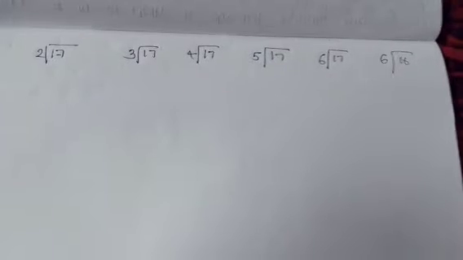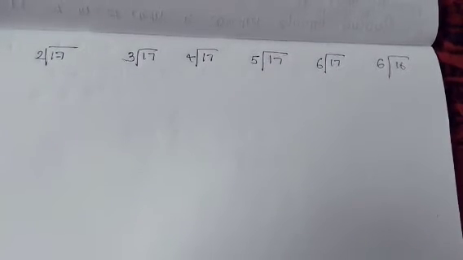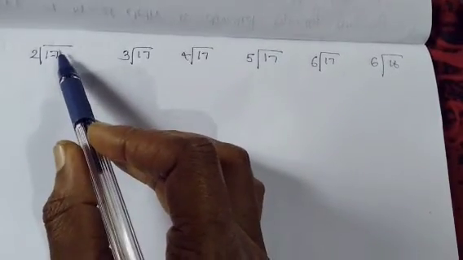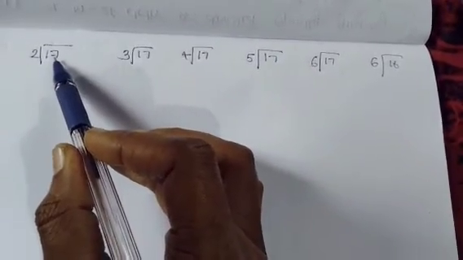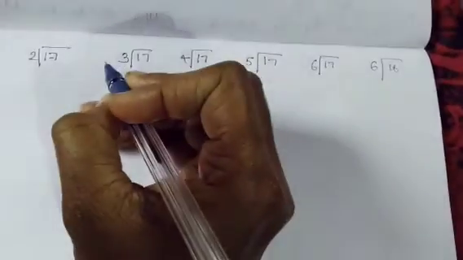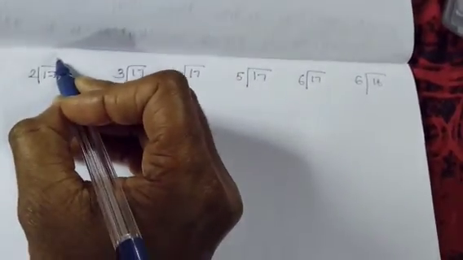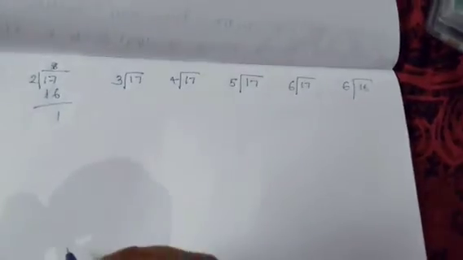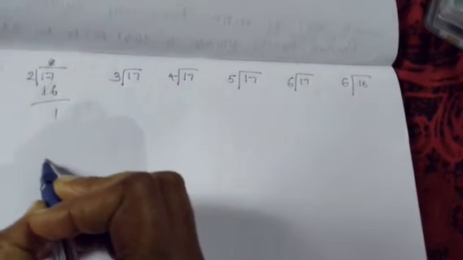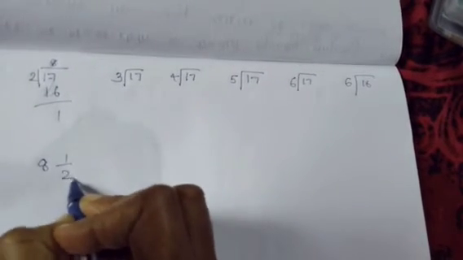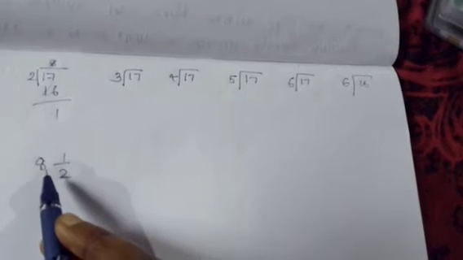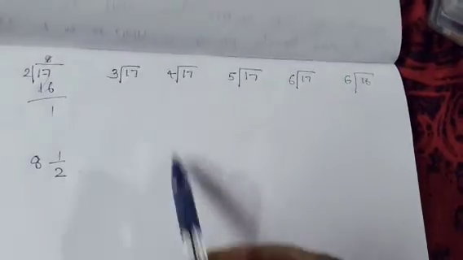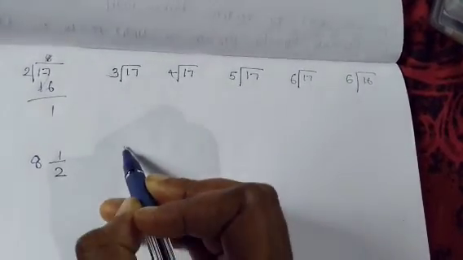This is our question. We want to express this in natural number and fraction form. When we divide, 17 by 2 is written as 17 divided by 2. We know that 8 2s are 16. Then the remainder is 1. So it is expressed as 8 1 by 2. Look here, to check if our result is correct: 8 2s are 16, 16 plus 1, 17.